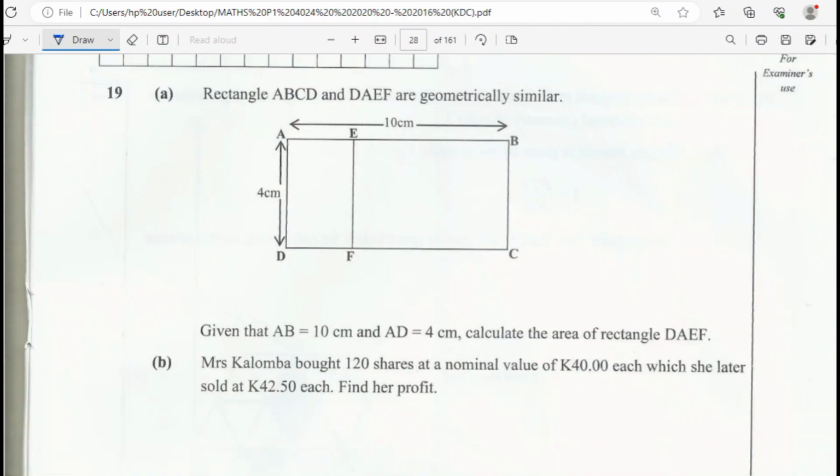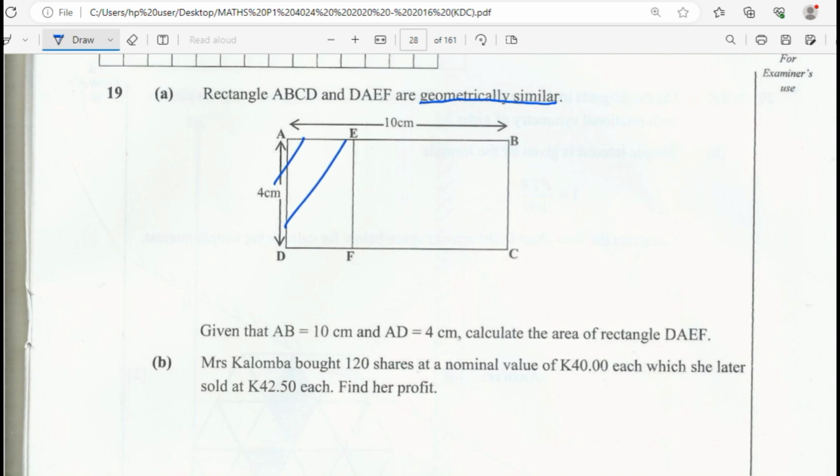Okay, so we move on to question 19a. Rectangles ABCD and DAEF are geometrically similar. Given that AB is equal to 10 centimeters and AD is equal to 4 centimeters, calculate the area of rectangle DAEF. Now, since we have been given this condition of similar figures, what are we going to do?